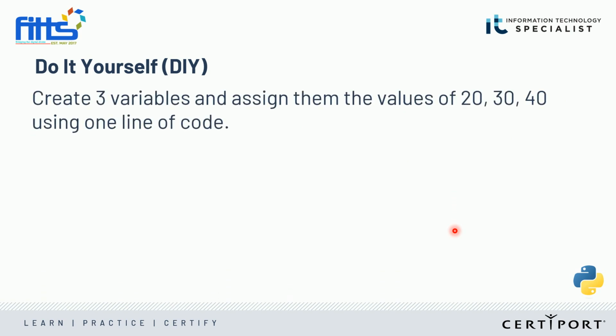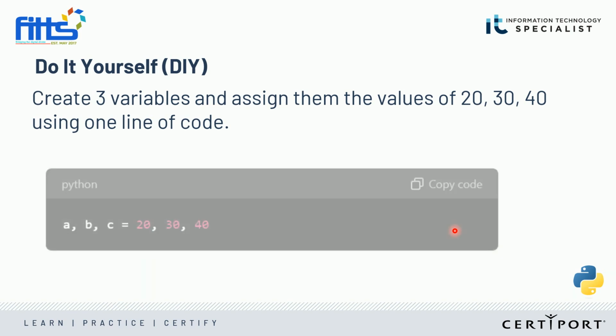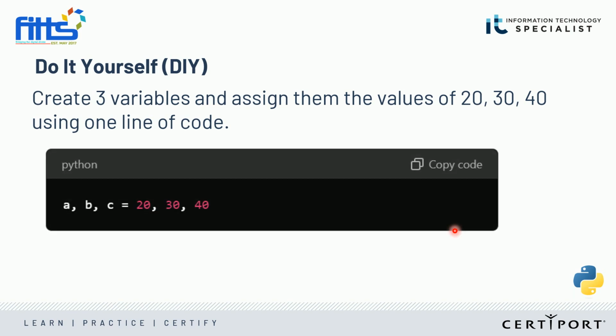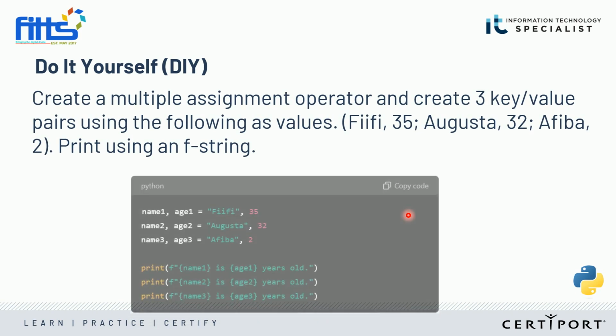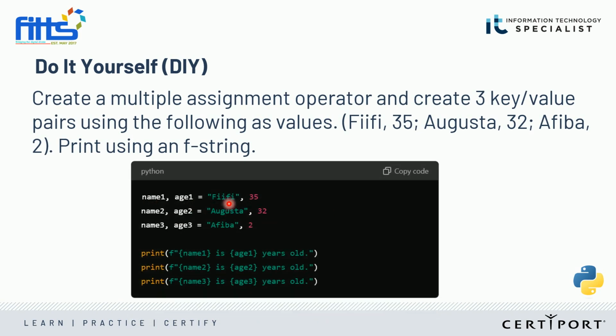Then you also create three variables and assign them the values of 20, 30, 40 using one line of code. So this is how you're going to do it, but please avoid using just a single letter for variable names because that's not the rule here. And create a multiple assignment operator. So name one, age one. So we are doing multiple assignment like this. Name two, age two, name three, age three. Then you can use the F string, print name one is age 1 years old. You get it? Good.